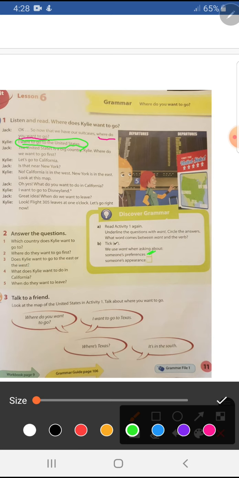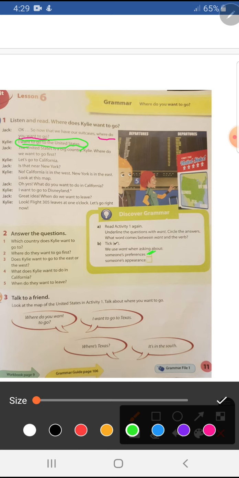Number 3, does Kylie want to go to the east or the west? She wants to go to the west because California is in the west. Okay. What does Kylie want to do in California? She wants to go to Disneyland because Disneyland is in California. When do they want to leave? It's mentioned in the text. They want to leave at 1 o'clock.